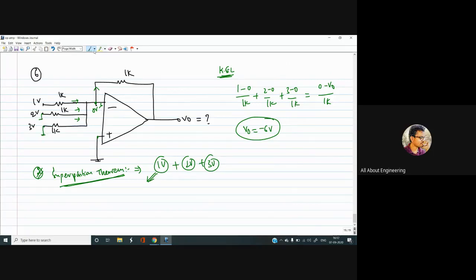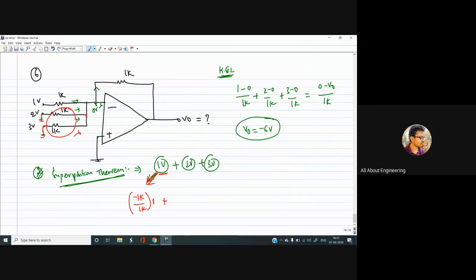Now if these two are grounded, then simply between 0 volts and 0 volts there would be no current. So it's not required to consider these two components. If you do not consider these two, then when considering the single voltage source of 1 volt, the output would be simply minus RF by R1 into 1 volt, because it is an inverting amplifier.